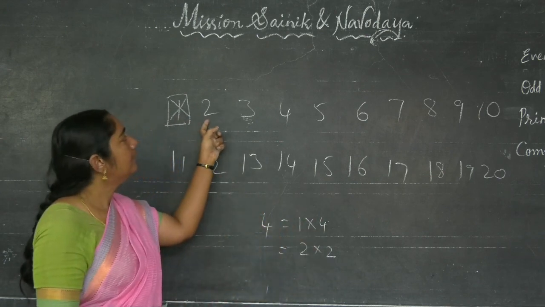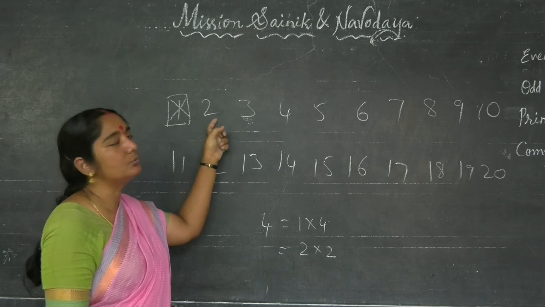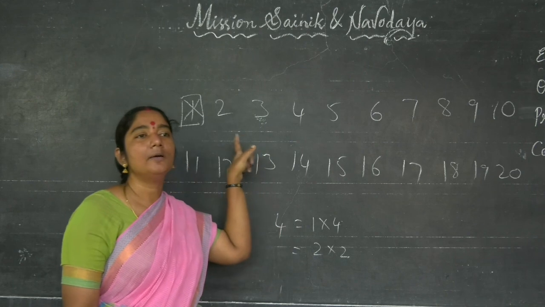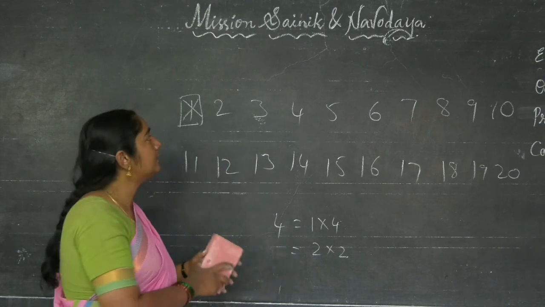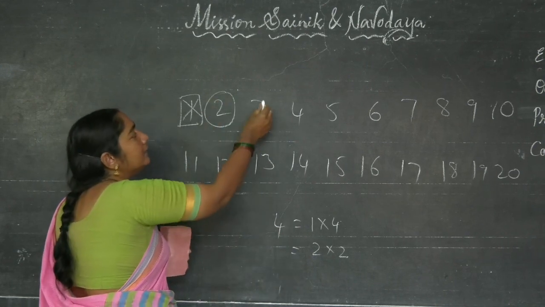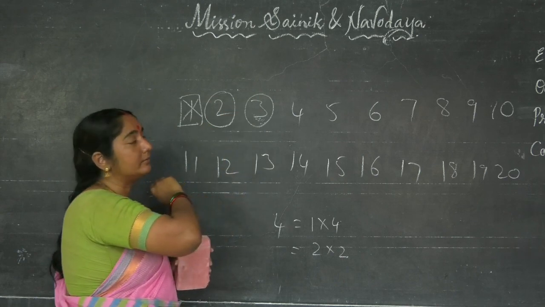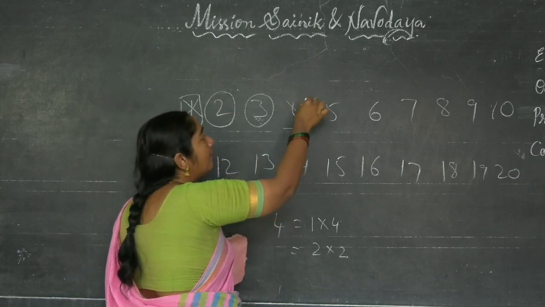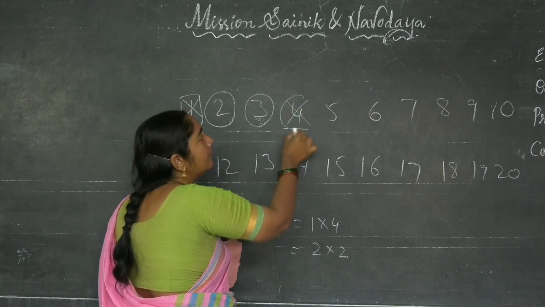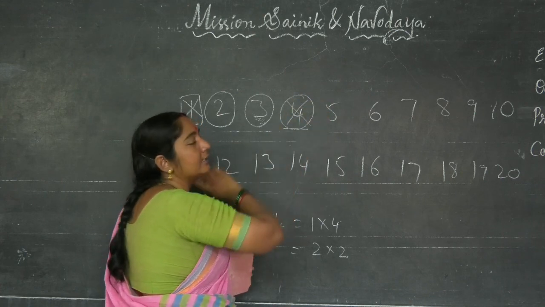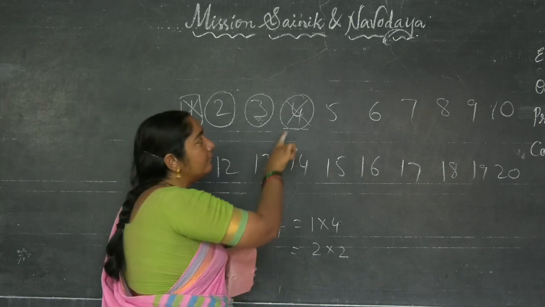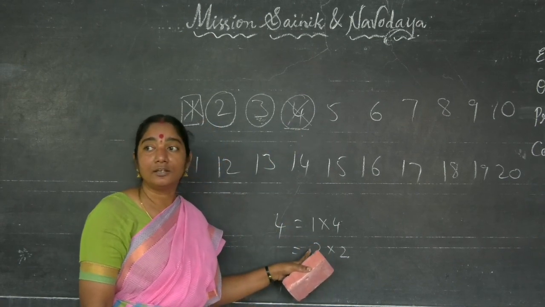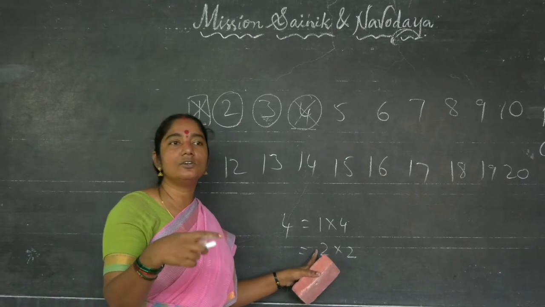For example, the lowest prime number is 2. 2 can be written as 1 into 2. There is no other way. So 2 is a prime number. 3 is a prime number. Is 4 a prime number? No, it is a composite number. You cross it or circle it like that if it is a composite number. Because 4 has 1 as a factor, 4 is a factor, 2 is also there. So it is not a prime number.